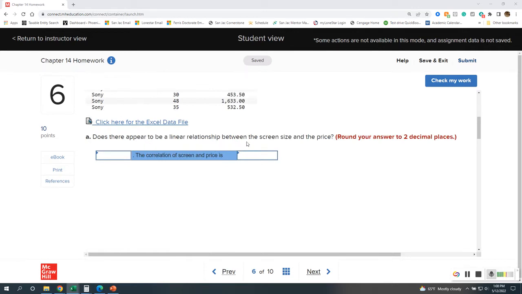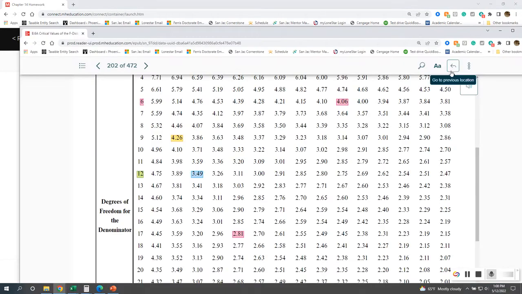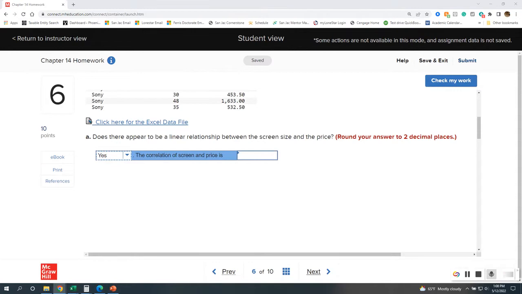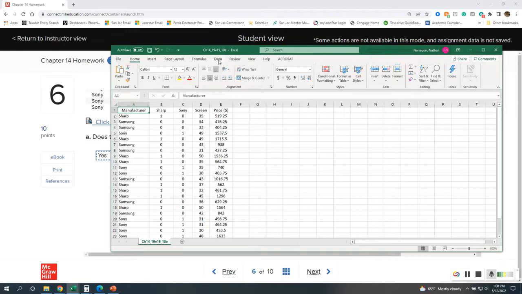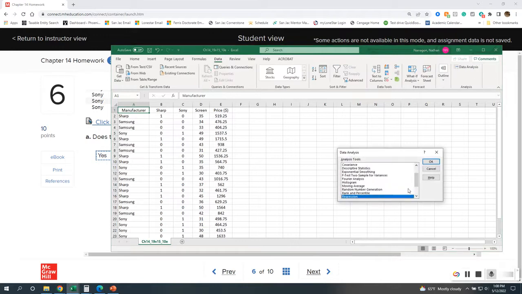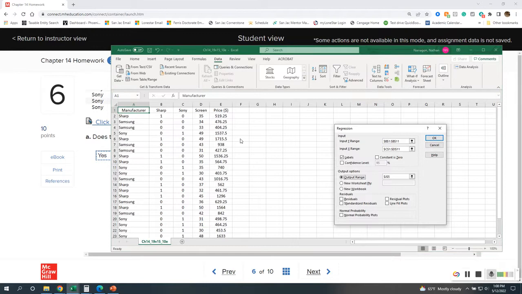Does there appear to be a linear relationship between the screen size and the price? There does appear to be. So the correlation of the screen and price is, well, let's go calculate that out. Not using the chart. Let's go find my Excel. Here, let's see if we can go ahead and do it the classic way. Our regression model.